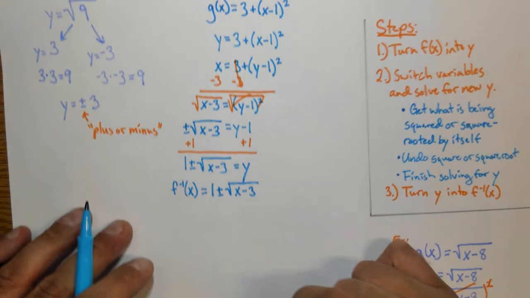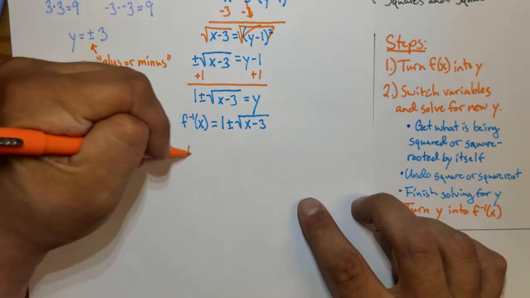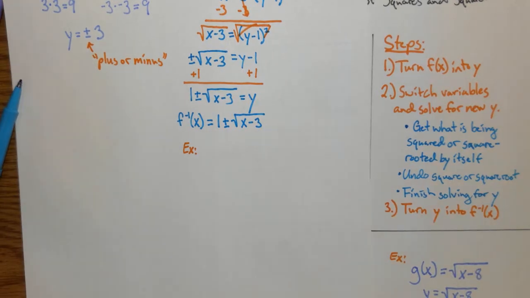So let's go through another example. It's going to look a little different, but the same process. In fact, this one's easier. It's the square version of... no, I don't know where I'm going with that.